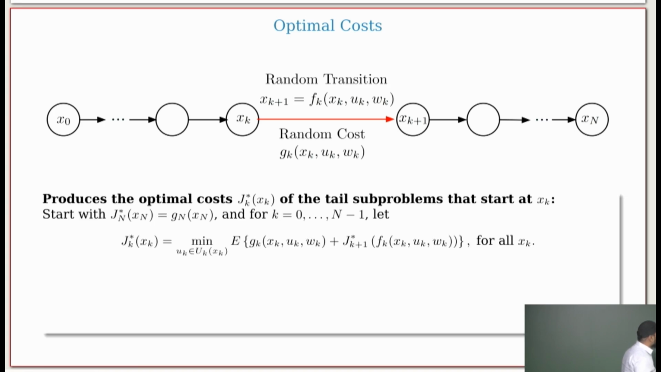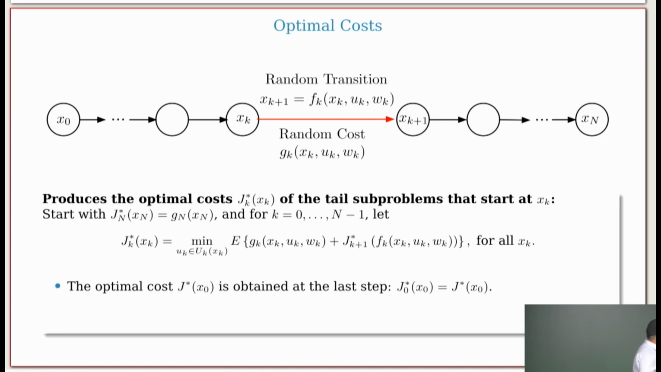So everything remains the same basically. So you start from the terminal jn of xn. So let's say this is your optimal cost, and then you go to the tail subproblems, n minus 1, solve the tail subproblem, and then n minus 2, until the end, and so on.